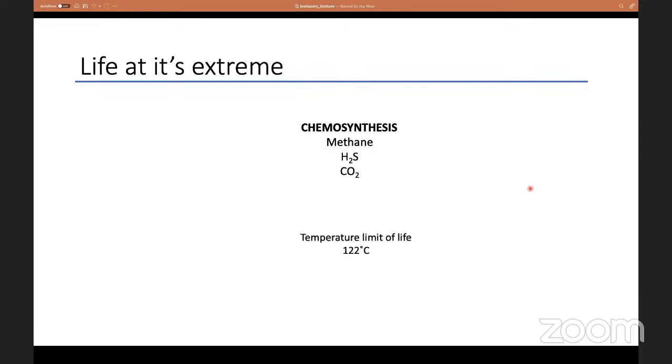But what's very interesting about these vents is, while we saw trenches have extremely barophilic life, where life survives at extreme pressures, at hydrothermal vents, life not only survives at extreme pressures, it survives at extreme temperatures. We know the temperature limit of life is about 122 degrees Celsius, which was actually discovered by cultivating some of the microbes that were found at a hydrothermal vent. And that is currently the known temperature limit that some life can actually live up to.